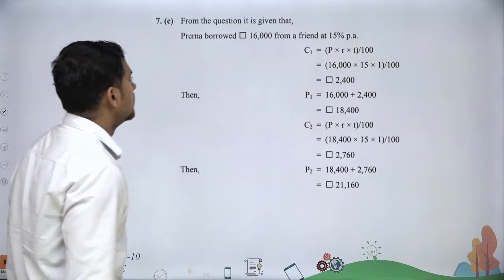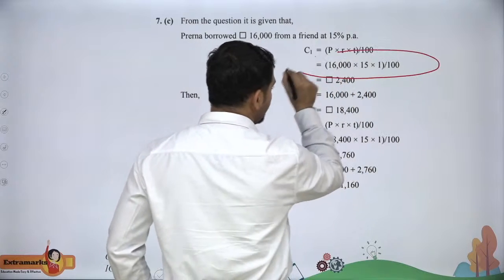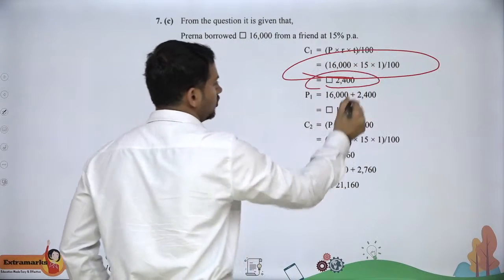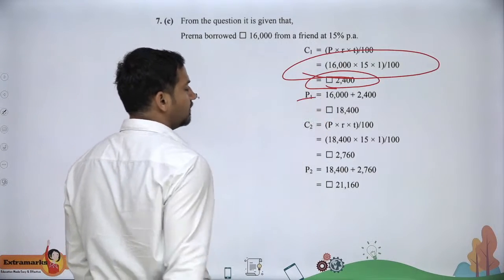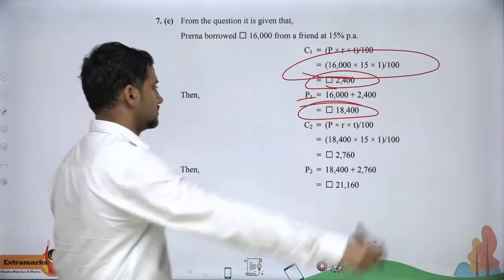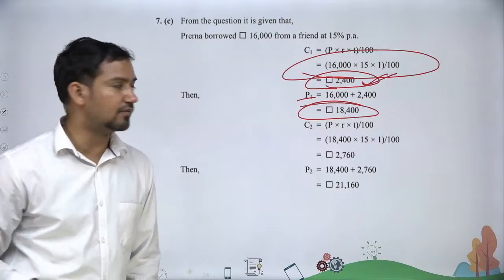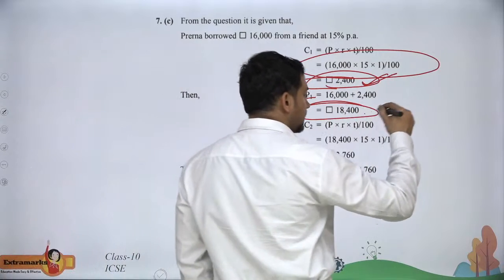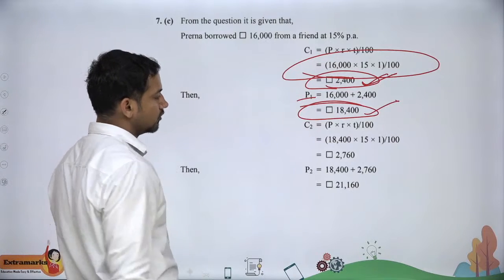First of all, we go with 1 year. Compound interest for the 1 year is 2400, yes or no? If we add this interest to the principal, we get 18,400. The interest of 2400 is added to the principal, so the amount after the first year is 18,400.